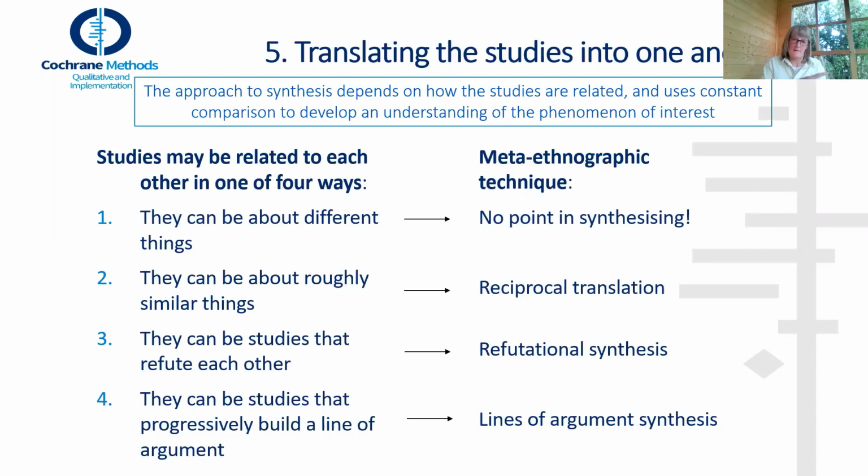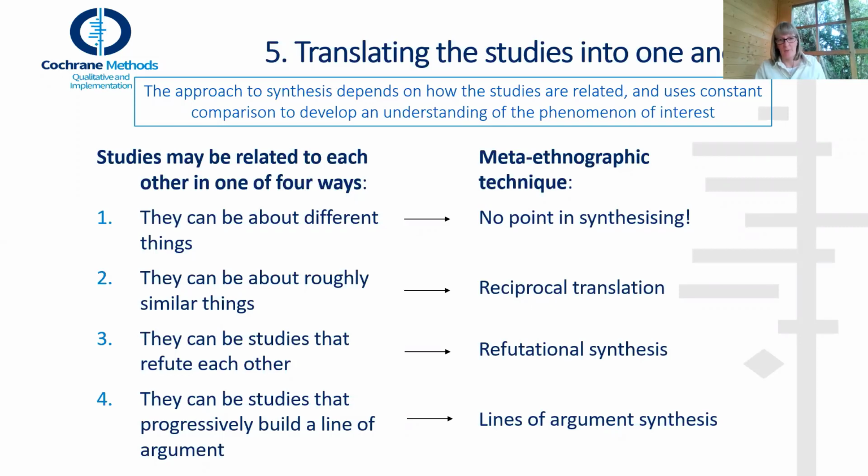So in the box at the top there, you can see the approach to synthesis depends on how the studies are related and uses constant comparison to develop an understanding of the phenomenon of interest. So they can be related to each other in three ways, and not be related at all, which is the fourth way. So if they're about really different things, then there isn't any point in synthesizing them because it's just all too different.